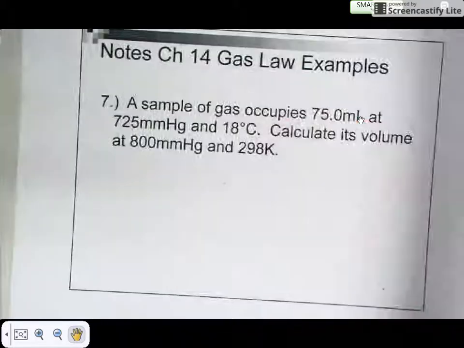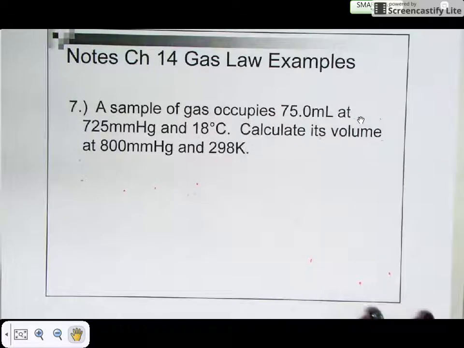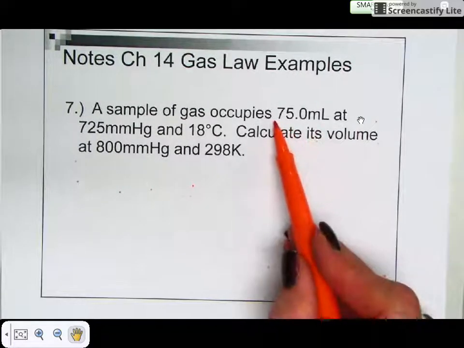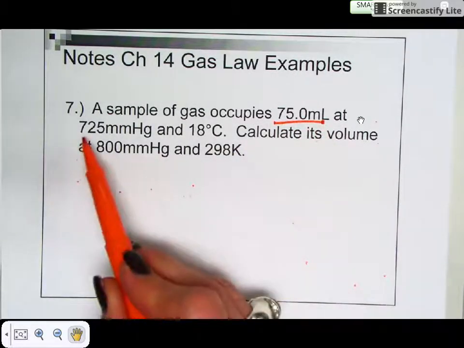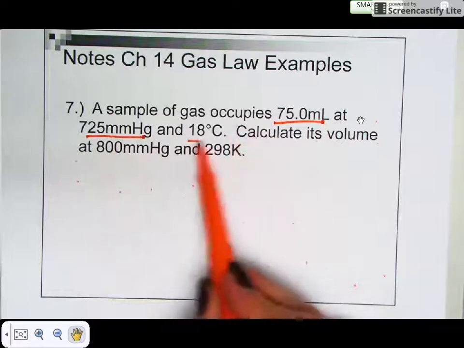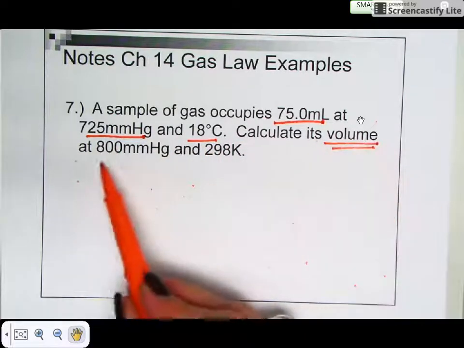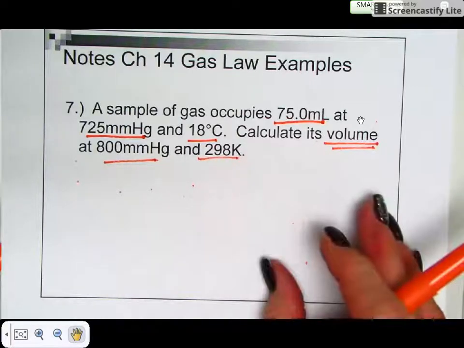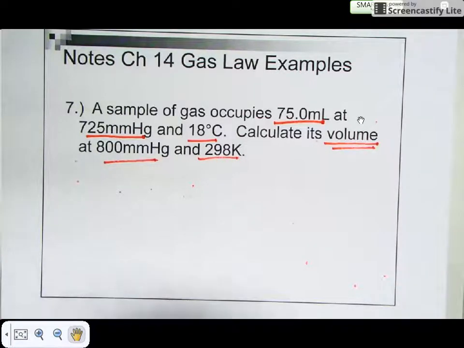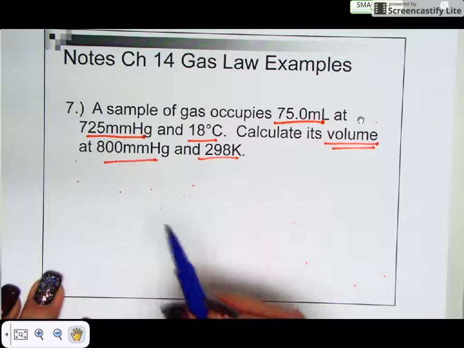All right, finally, let's look at number 7. This one says you have a sample of gas that occupies 75 milliliters at 725 millimeters of mercury and 18 degrees Celsius. Calculate the volume at 800 millimeters of mercury and 298 Kelvin. So we're going to label our givens. This is a combined gas law formula. It's got everything in it.